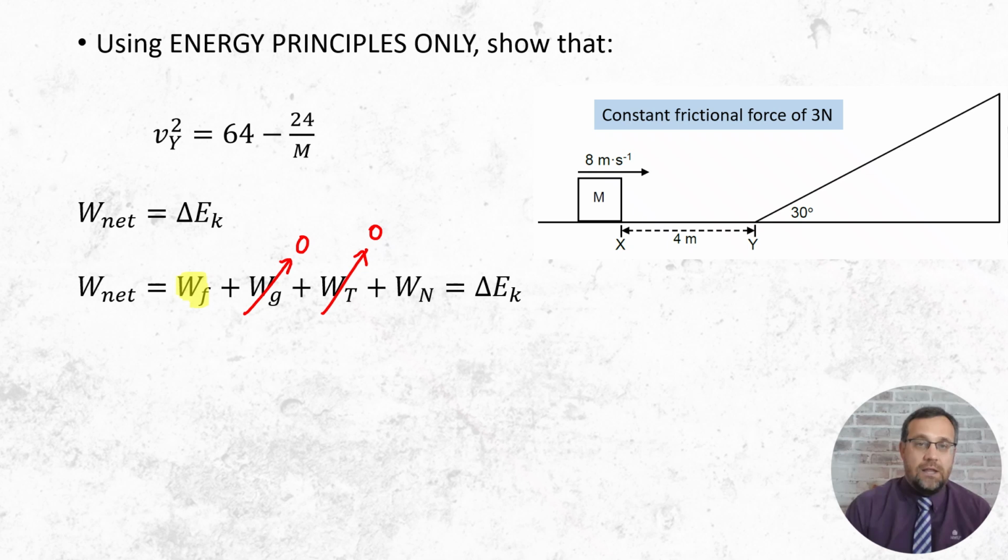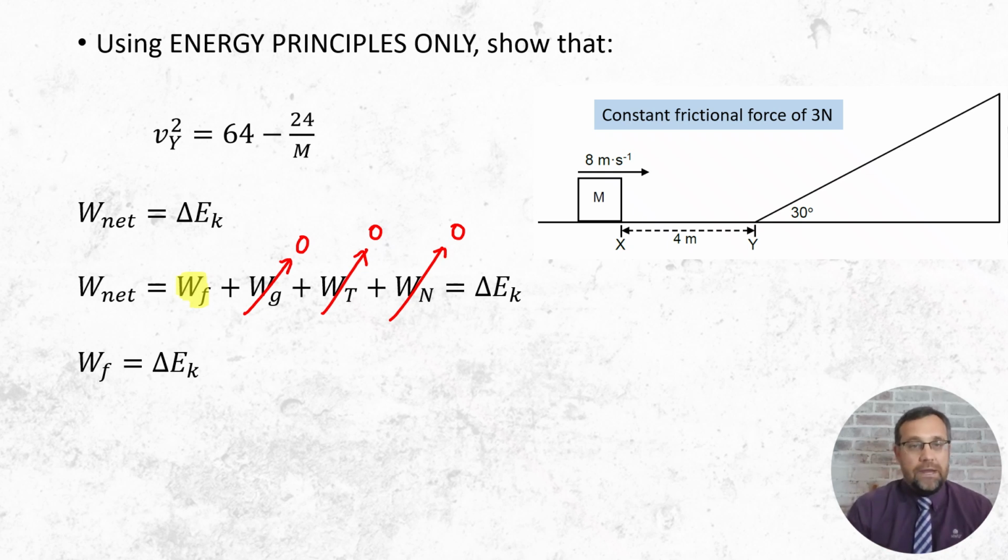And finally, the work done by the normal force will also be equal to 0. Remember, the normal force acts perpendicular to the surface, while the block's displacement is along the surface. So 90 degrees, the cos of 90 degrees is 0, so the work done is equal to 0. So in this case, if we look at all the aspects, friction is the only force doing work.